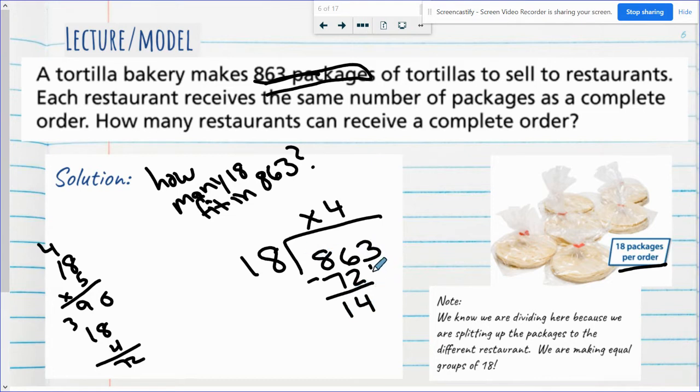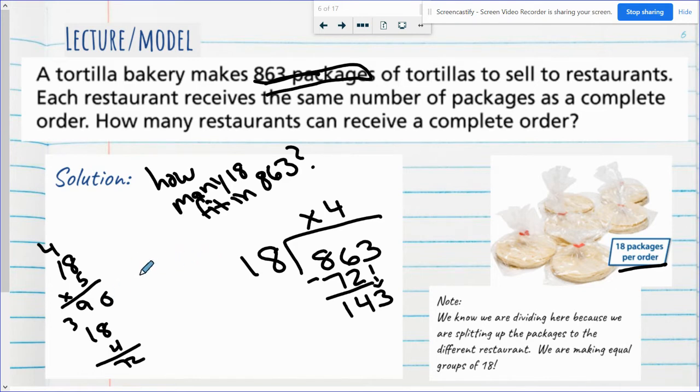And now we're going to bring down this last 3. So now we're going to say, how many 18s make 143? This is where we need to do some estimating or some guessing. I know that 18 times 10 would be 180, so that's too much. 18 times 5 is 90, so that's also too much. So we know that it's a number somewhere between 5 and 10, because 5 is too little and 10 is too many.